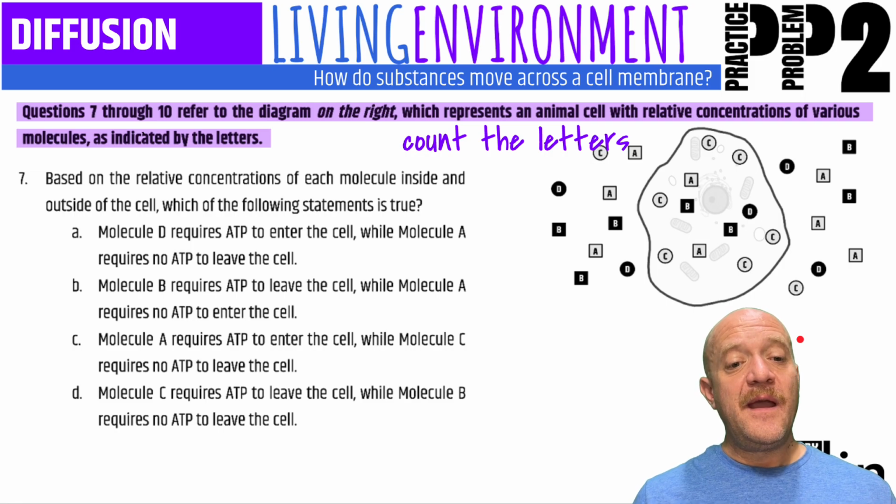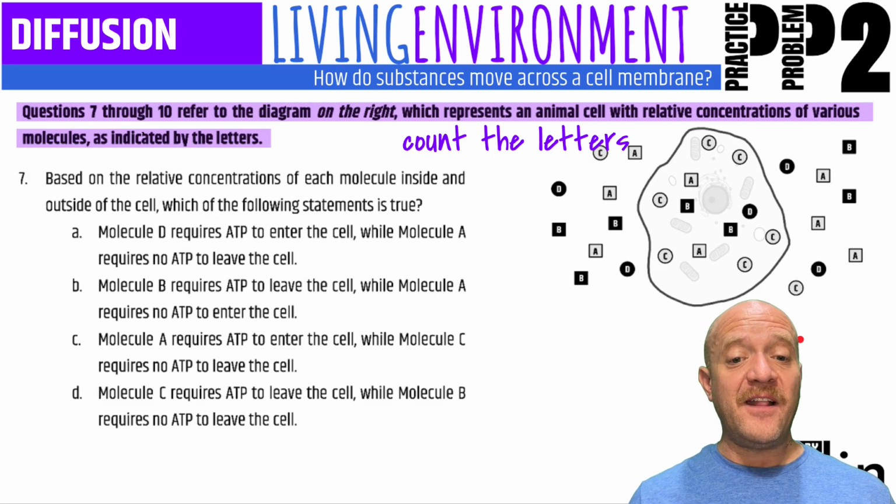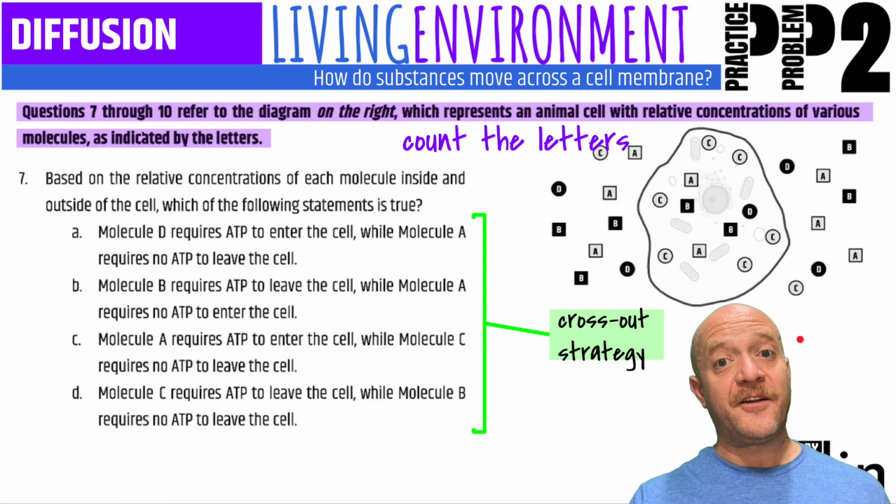Question 7. Based on the relative concentrations of each molecule inside and outside of the cell, which of the following statements is true? Use the cross-out strategy as you read through the choices and eliminate words or phrases that make it incorrect.